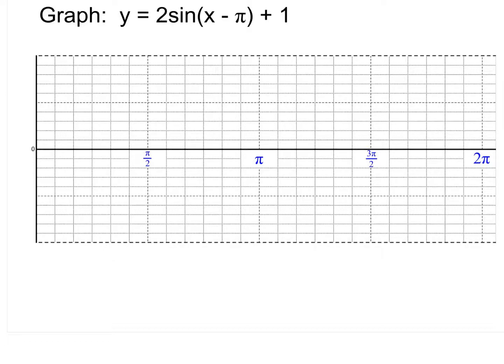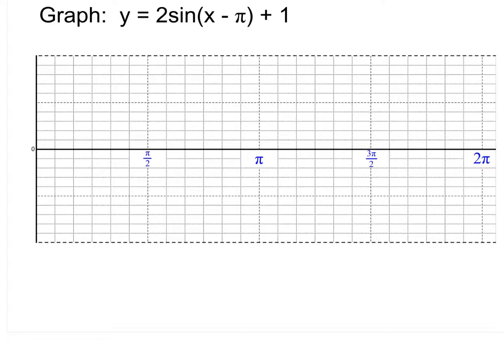Because, for instance, pi over 2 here. Remember, pi over 2 is the same as 90 degrees. And pi is the same as 180. 3 pi over 2 is the same as 270. And 2 pi is 360 degrees. So all of those are going by the same increments. It's just the different units. But since it's still going by the same increments, we're still going to be putting a point every, instead of 90 degrees, we put a point every pi over 2.